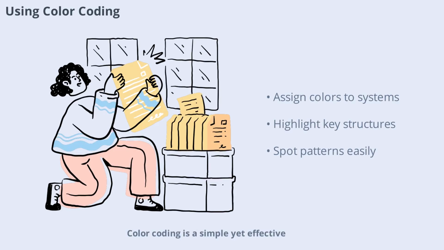Color coding is a simple yet effective way to organize your anatomy notes and diagrams. Assign different colors to various systems, structures, or functions. For example, use blue for veins, red for arteries, and green for nerves. This visual distinction makes it easier to spot patterns and recall information quickly during exams.